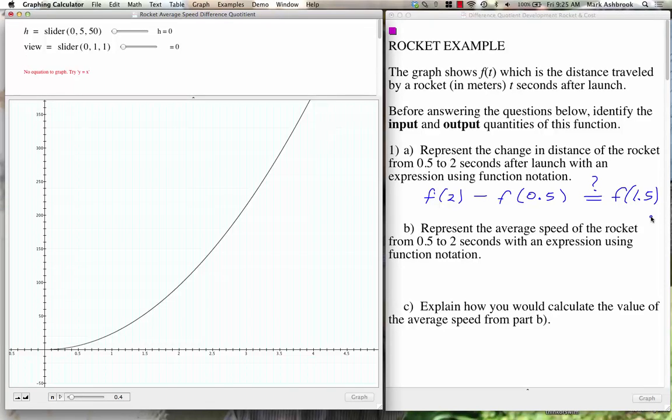So tell me your name again. Jacob. Why not? Because for two different inputs, it's not going to be the same. 1.5 is not going to be the same input as the two different inputs. If it was a constant rate of change, then it might be true. In this case, it's not. For the input of 2 in f, you get a specific value. Input of 0.5, you get a specific value. But if you subtract them, you don't get the same value as the input of 1.5.